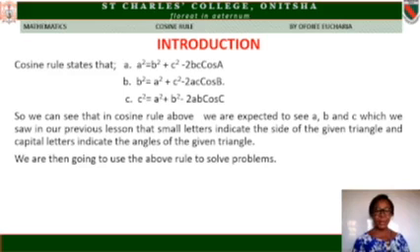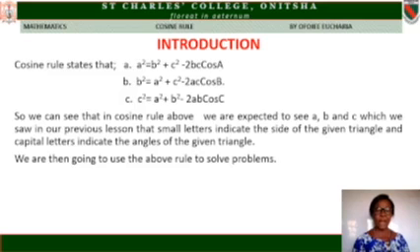Introduction. Look at what we have there. Cosine rule, what it says. If we are looking for small letter a, remember that when we discussed sine rule, I told you that small letter a, small letter b, small letter c are the sides that we have in the triangles, while the capital letters are the angles we have in the triangles. And that's what we want to discuss.